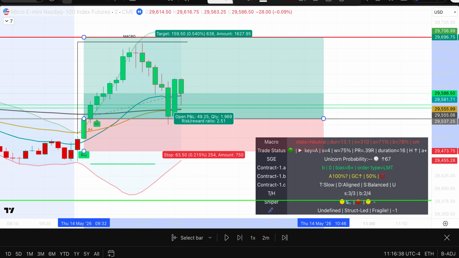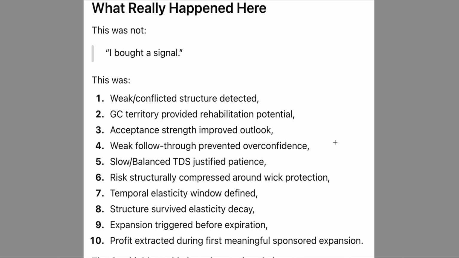And this is basically what it was breaking down to. I'll leave it with this, right? What really happened here? This was not "I bought a signal." This was weak conflicted structure detected. Golden cross territory provided a rehabilitation potential, which is that rung, right? Adding that +1 to that -1 confidence score. Accepted strength, improved outlook. That was that A1 print, right? But a weak follow through prevented overconfidence.